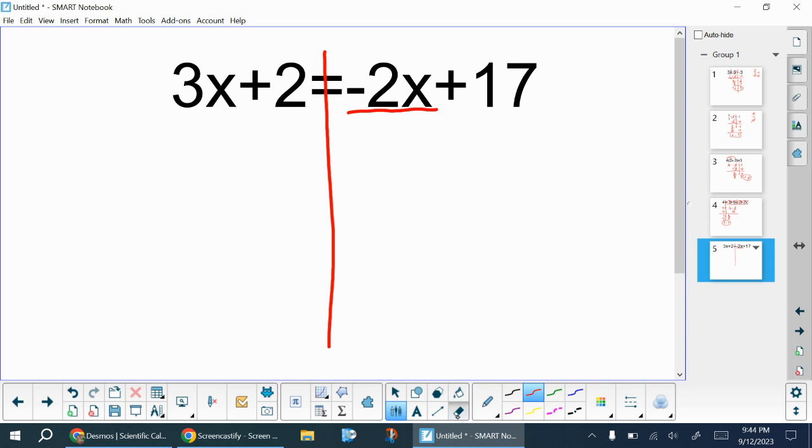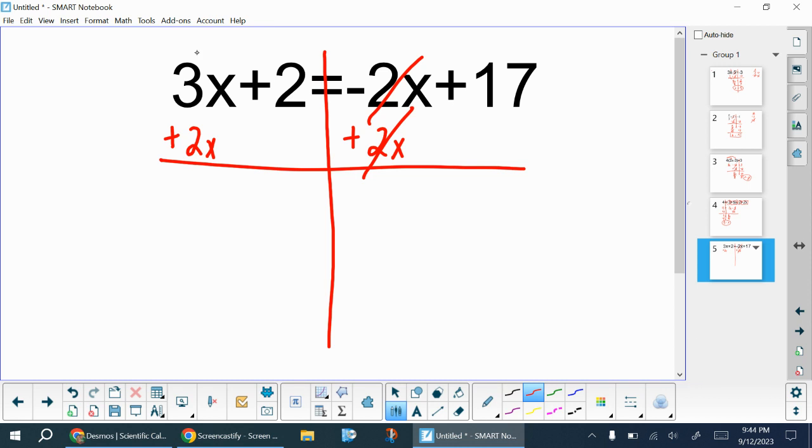The way I get rid of -2x is I'm going to add 2x, because if I take -2x plus 2x, they're going to cancel out. Now, my only rule with equations is do the same thing on both sides, so I better add 2x to this side. We usually like to line up our like terms just to make it easier to add, but 3x plus 2x is 5x. I still have this plus 2. On the other side, those canceled out, but I still have this 17. It's positive. I don't write that.